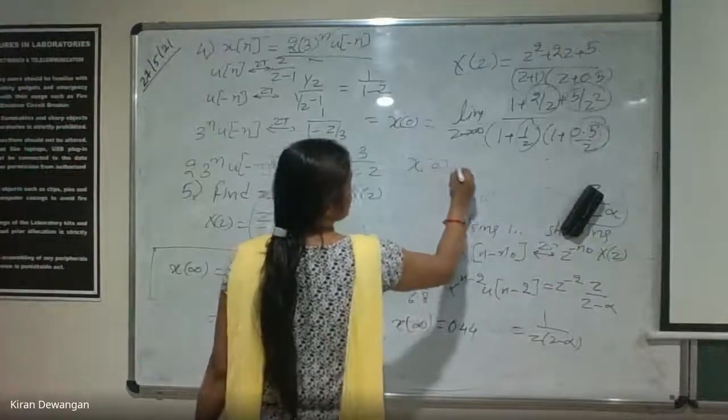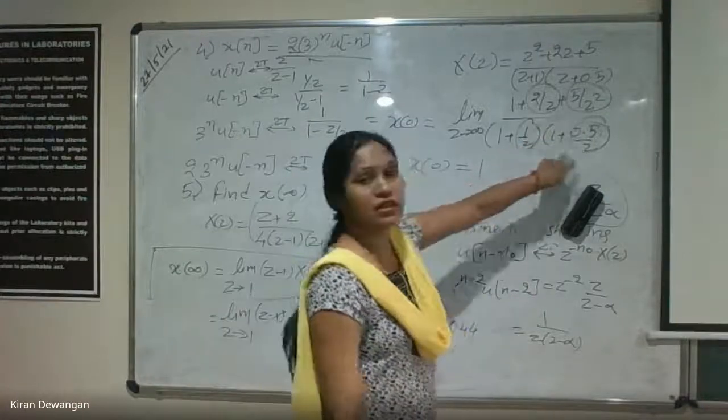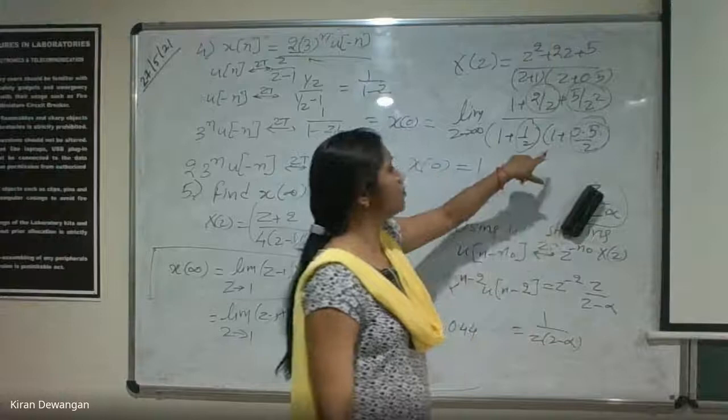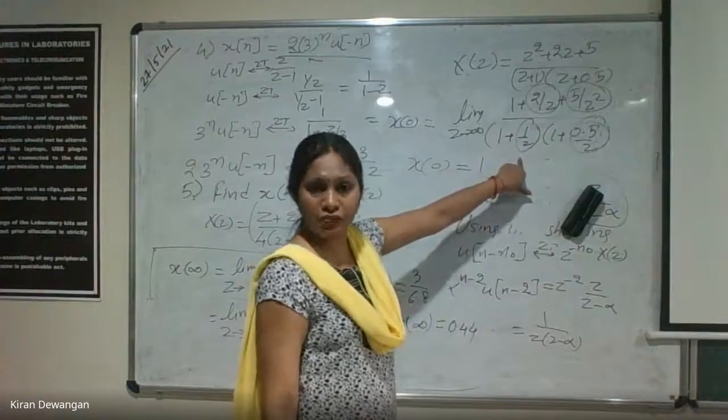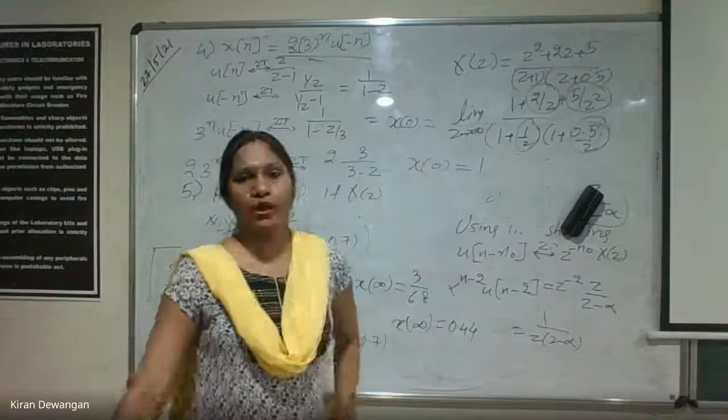If I solve this one, this will be just 1, because all the terms which have z in the denominator will become 0 after applying limit z tends to infinity, and this will become 1.